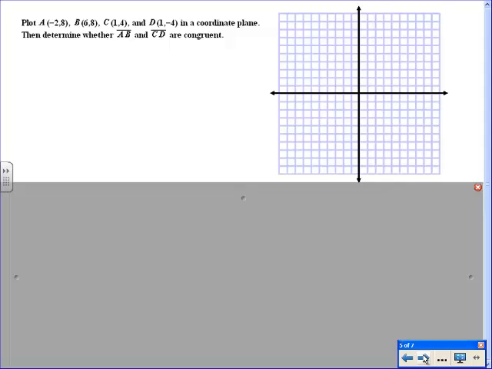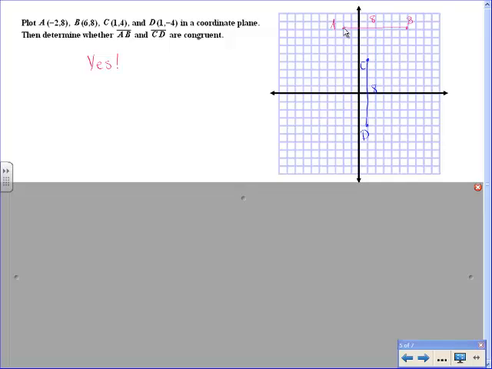We'll plot the points A, which is at -2, 8, B, which is at 6, 8, C at 1, 4, and D at 1, -4. And the problem is asking me to determine whether segment AB and segment CD are congruent. Because they're either strictly horizontal or strictly vertical segments, I can just count the units. AB is 8 units long, and CD is also 8 units long. So yes, they are congruent.